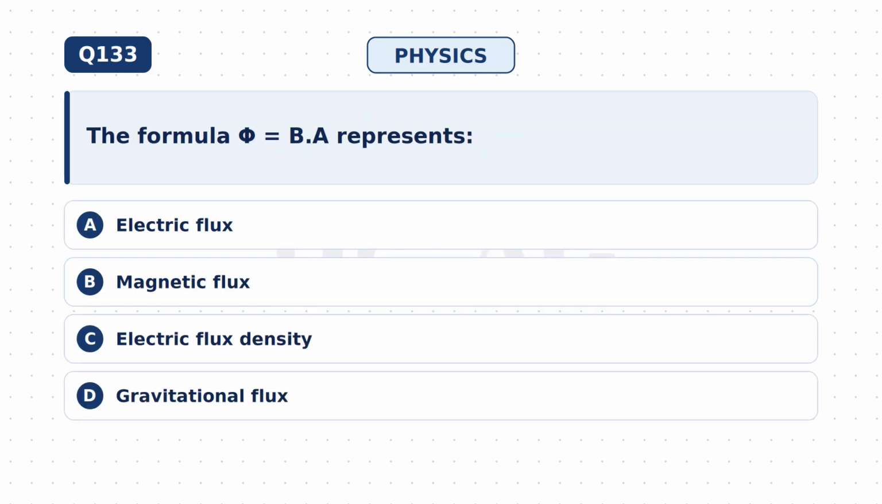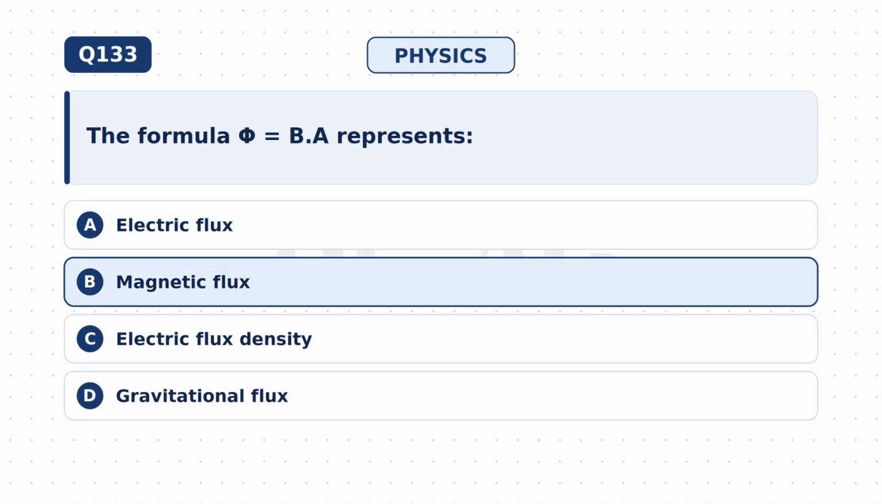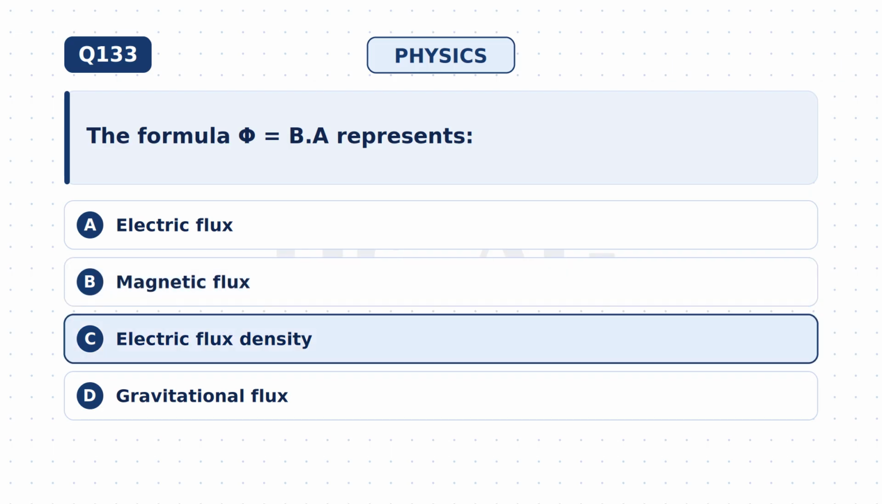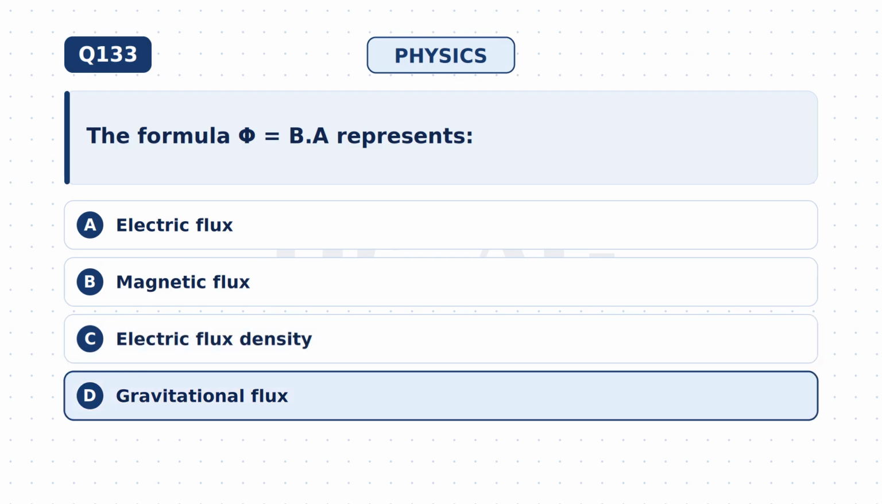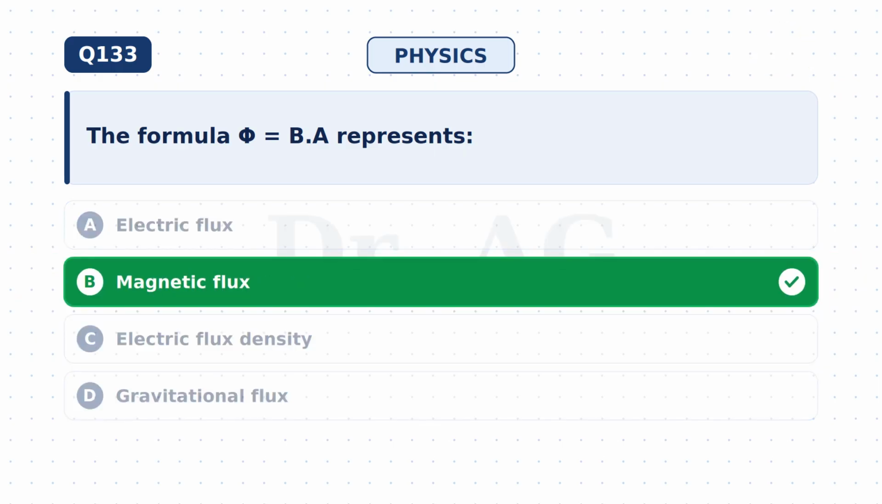The correct answer is B, inertia. Question 133. The formula phi equals BA represents. Option A, electric flux. Option B, magnetic flux. Option C, electric flux density. Option D, gravitational flux.